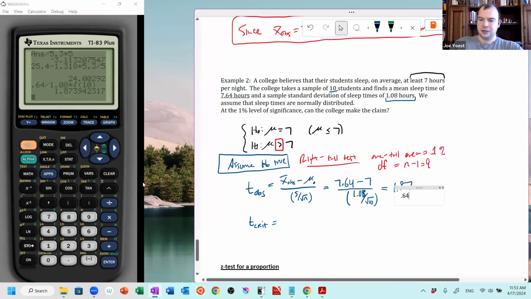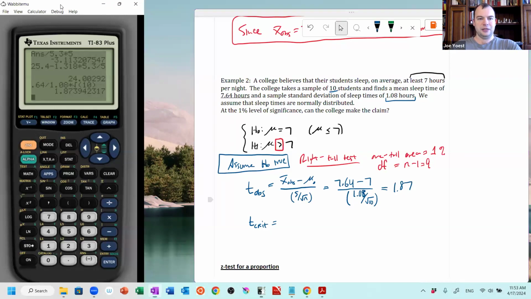As an aside, if you didn't follow all of those fraction details that I was saying, you could definitely do 0.64 over parentheses 1.08 over square root of 10. We have a closed parentheses to close the square root of 10, and then another closed parentheses to close the denominator. You get the same number. So you can do it that way as well. It's a little bit more typing in the calculator, but if you don't see why the square root of 10 flips up top, you can do it that way. You get the same answer, no problem.